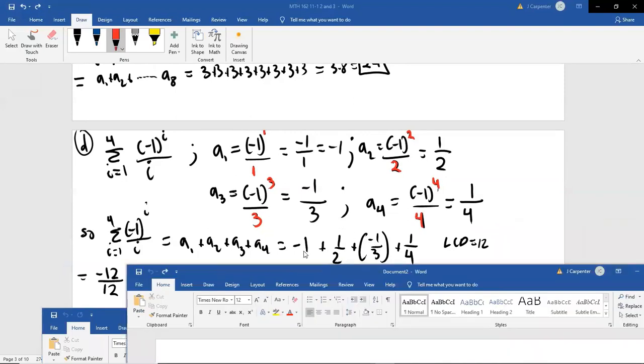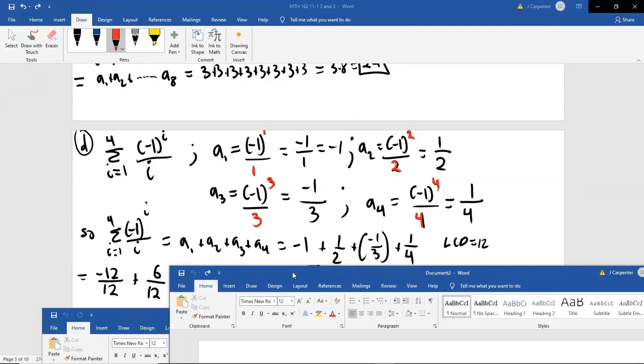So for the first one, 1 will go into 12 12 times. 12 times 1 is 12. So -1 is the same thing as -12 over 12. For the 1/2, 2 will go into 12 6 times. 6 times 1 is 6. So that's plus 6 over 12. For the third one, 3 goes into 12 4 times. 4 times -1 is -4. And for the last one, 4 goes into 12 3 times. 3 times 1 is 3.